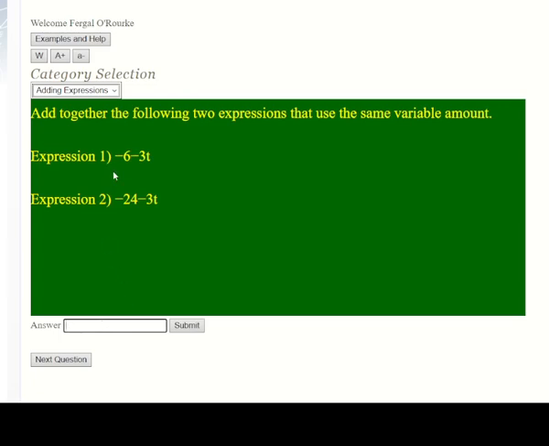Let's have a look at this one. With negative 6 and negative 24 for a total of negative 30. With negative 3t and negative 3t for a total of negative 6t. So again, it's the same variable t that we're using. We don't know what this value is, what it represents, but we do know that we can add them together because they are the same thing.